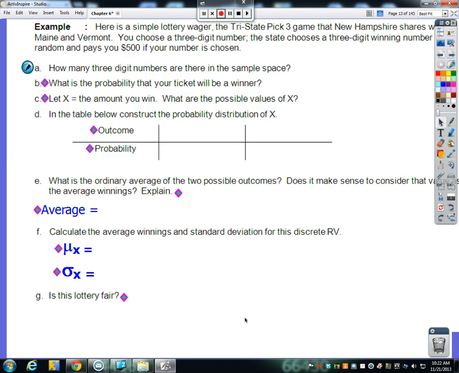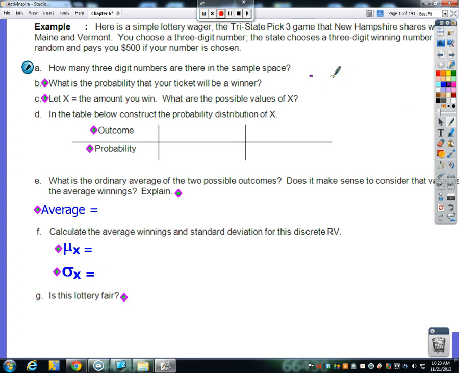All right, the last example we're going to look at. Here's a simple lottery wager, the tri-state pick-3 game that New Hampshire shares with Maine and Vermont. You choose a 3-digit number. The state chooses a 3-digit winning number at random and pays you $500 if your number is chosen. How many 3-digit numbers are there in the sample space? So how many different possible tickets could you buy potentially?